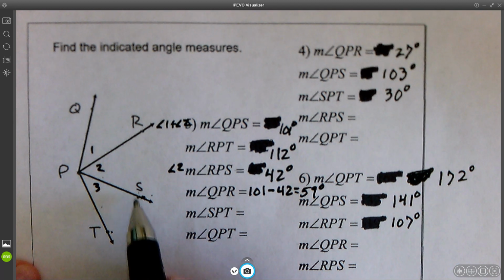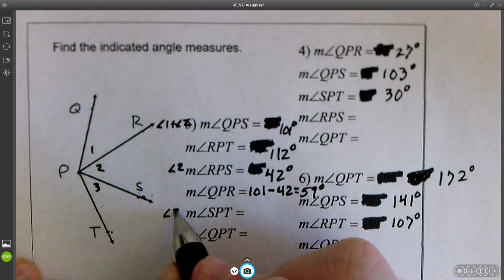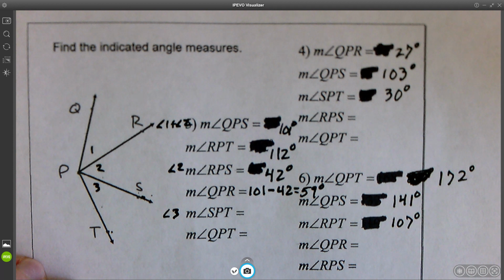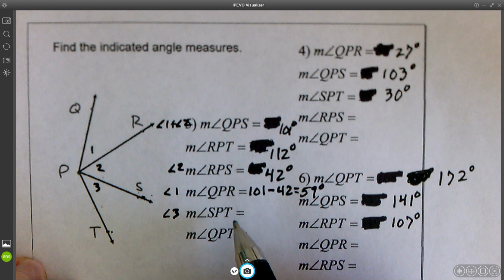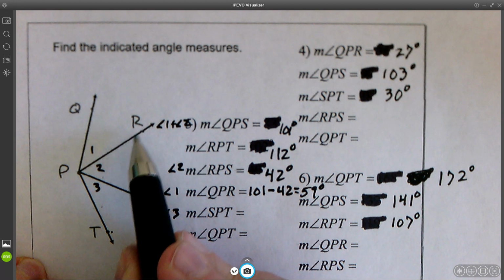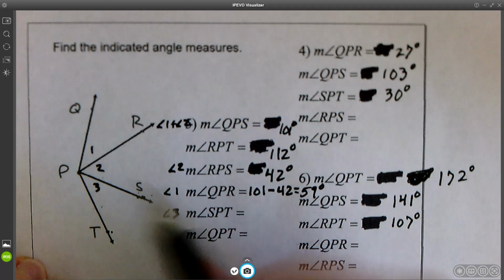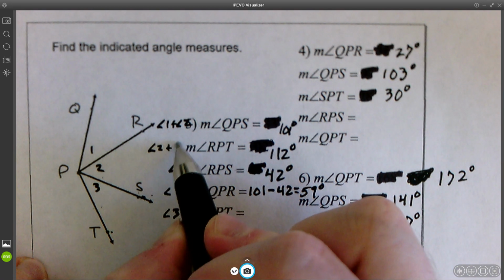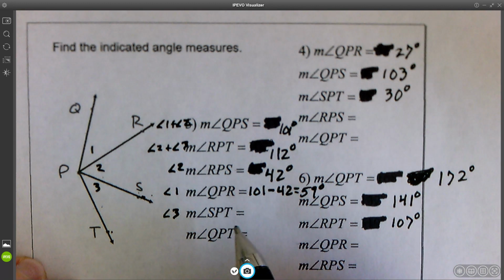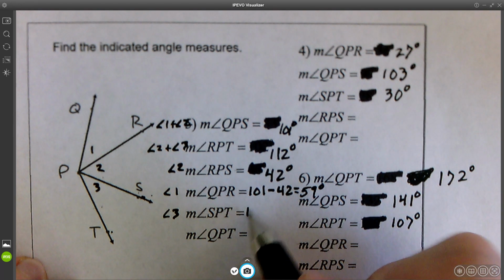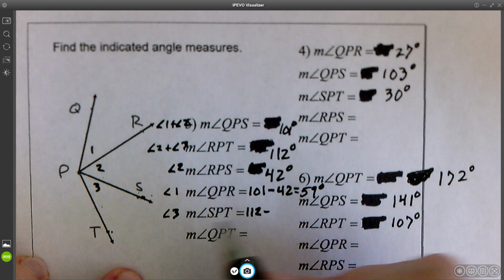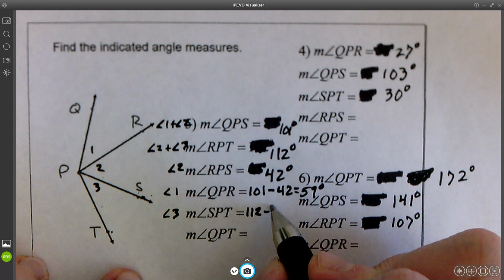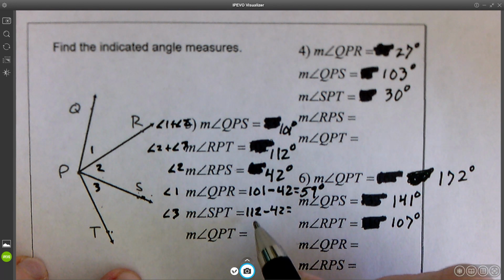SPT, so that's angle 3. And QPR is angle 1. So SPT, we know that that's going to be RPT, angle 2, plus angle 3. So we take the whole and we subtract out the part. So we know that angle 2 is 42. So that should leave us with 70 degrees left over.